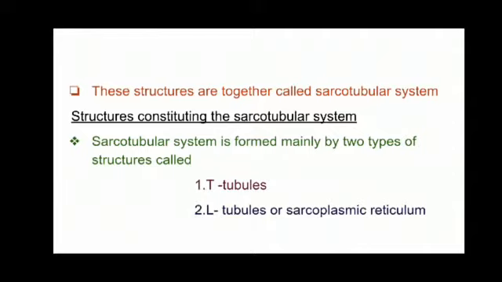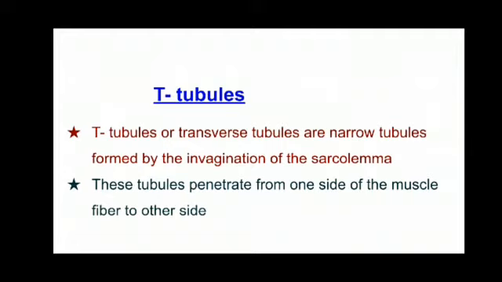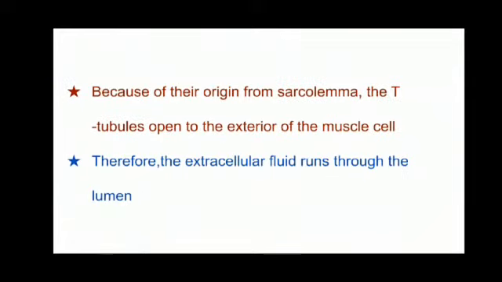T tubules. T tubules or transverse tubules are narrow tubules formed by the invagination of the sarcolemma. These tubules penetrate from one side of the muscle fiber to the other side. Because of their origin from sarcolemma, the T tubules open to the exterior of the muscle cell. Therefore, the extracellular fluid runs through the lumen.